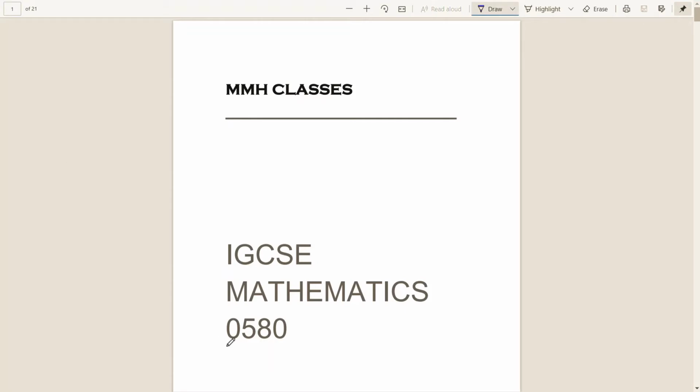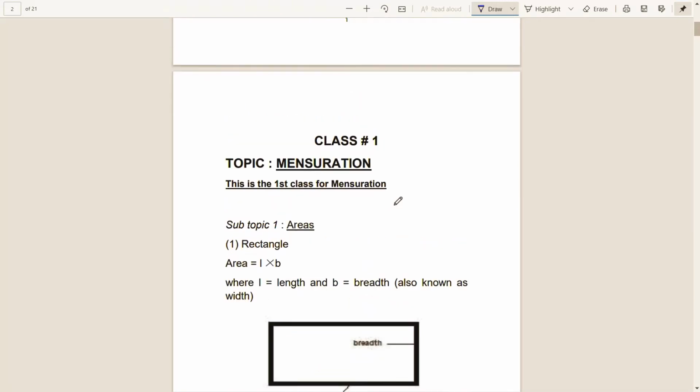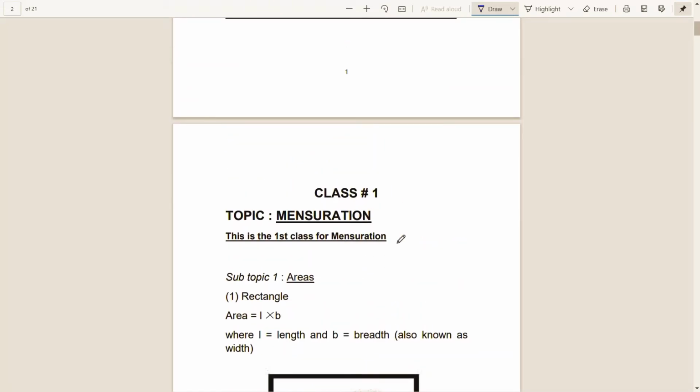Remember, 0580 is the code of IGCSE Mathematics. Today we are starting with chapter Mensuration. This is the first class of mensuration, and overall it's video number 1. Let's start with topic mensuration. It deals with areas, perimeters and volumes.